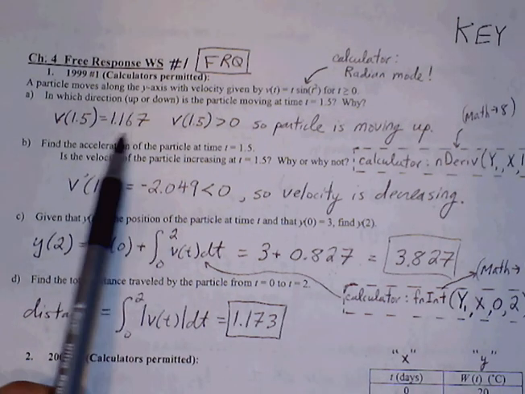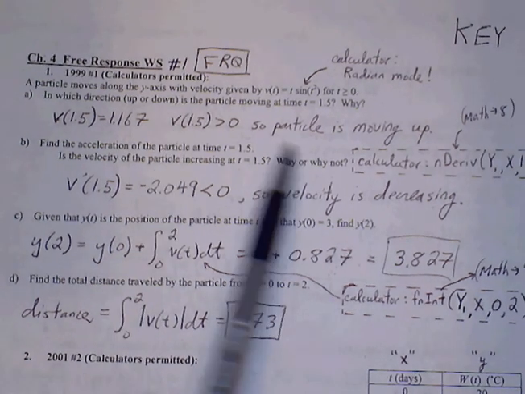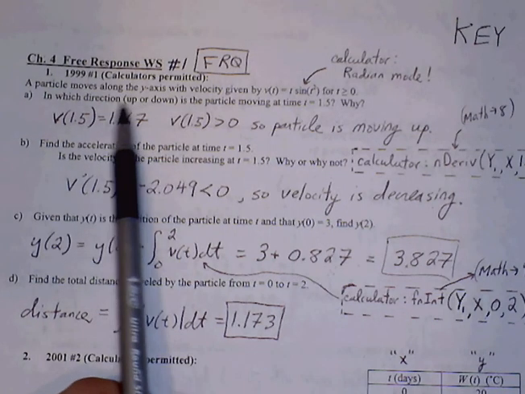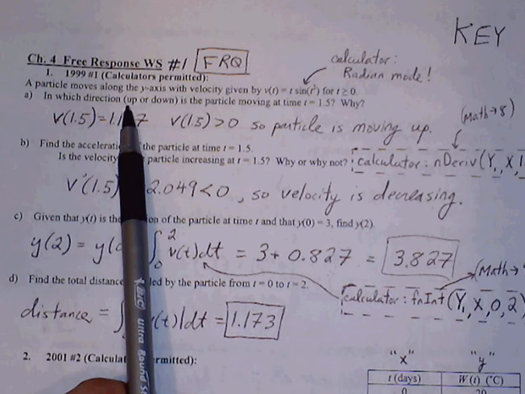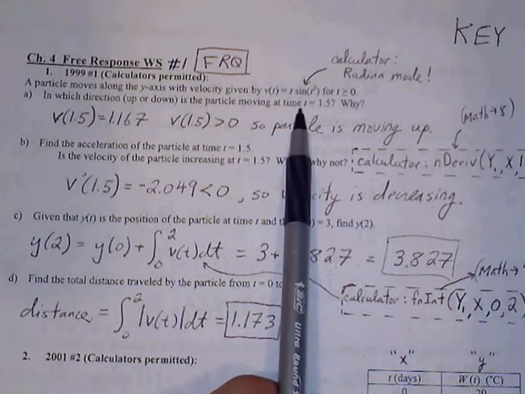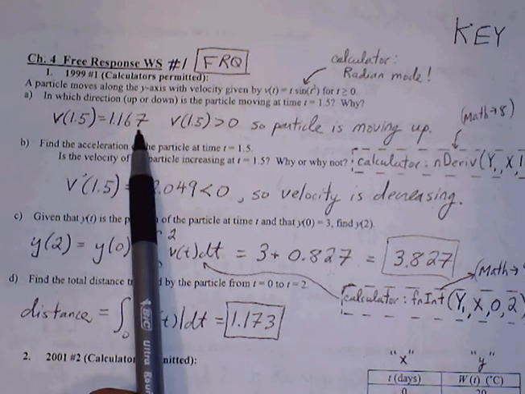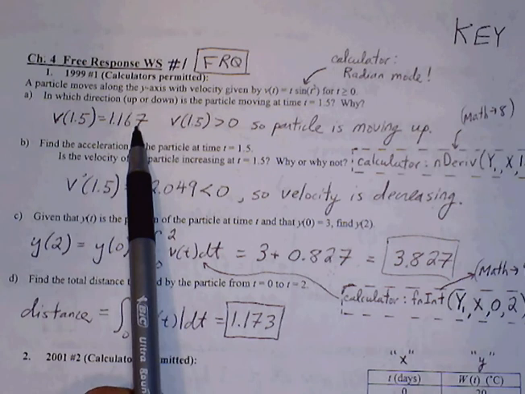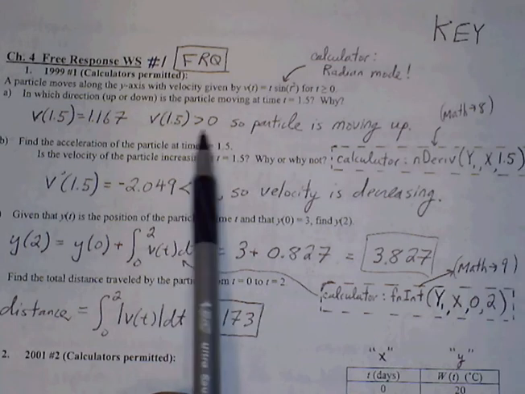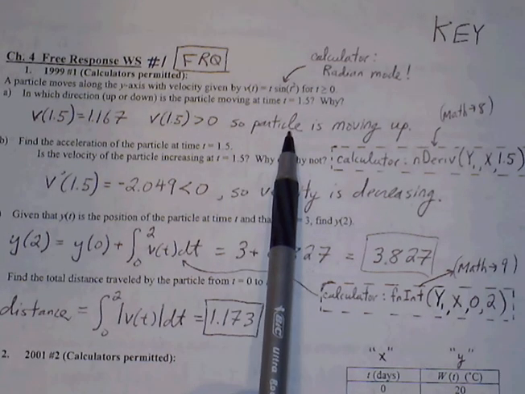And because the velocity is greater than 0, we know that this particle is going to be moving up. So the two directions that we can be moving in is either up or down. Up will be positive, down will be negative. And this doesn't indicate any units of measurement, so we just leave it like this. If it's meters per second, then we would have to indicate that. Okay, so here's our reasoning. Positive velocity, so particle is therefore moving up.